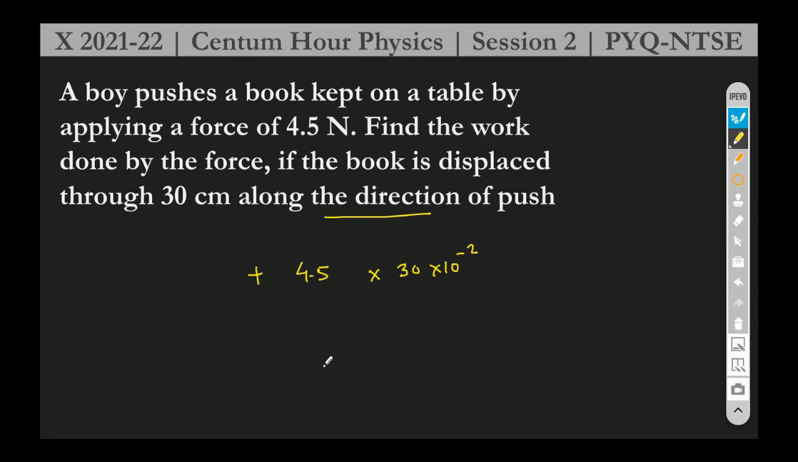Listen, clear? 3 5s are 15, 3 4s are 12, and 1 carry 1. 1 minus 1 will remain, 1 2 will go with this. So 1.35 joule or 1.35 newton meter.